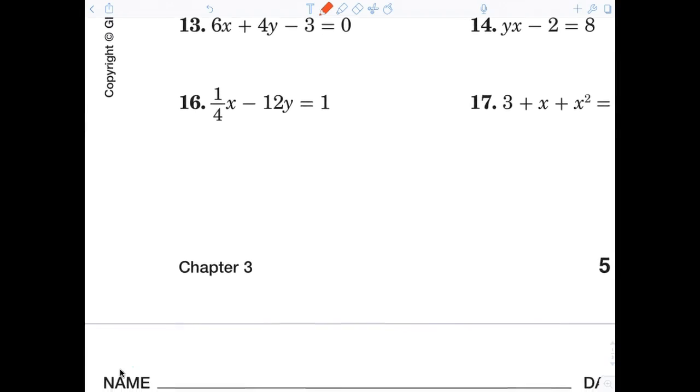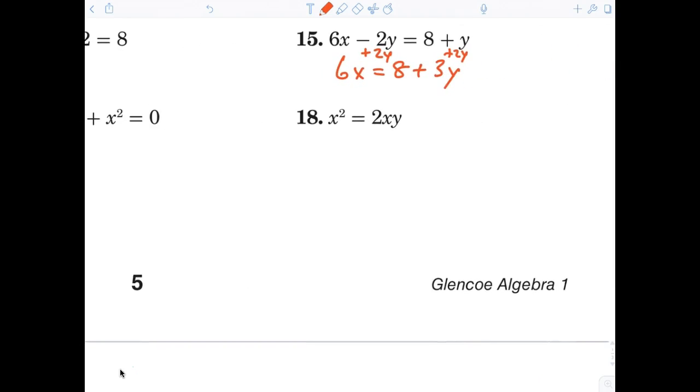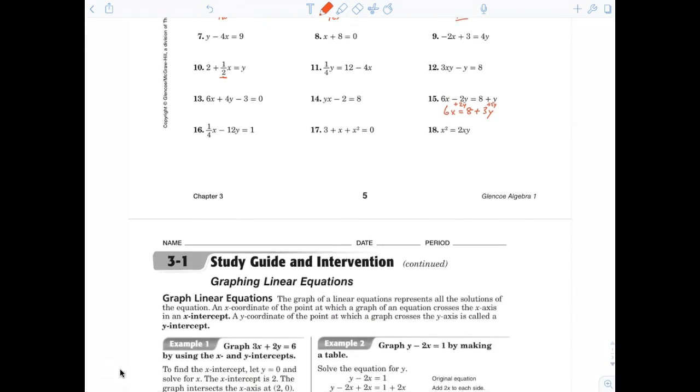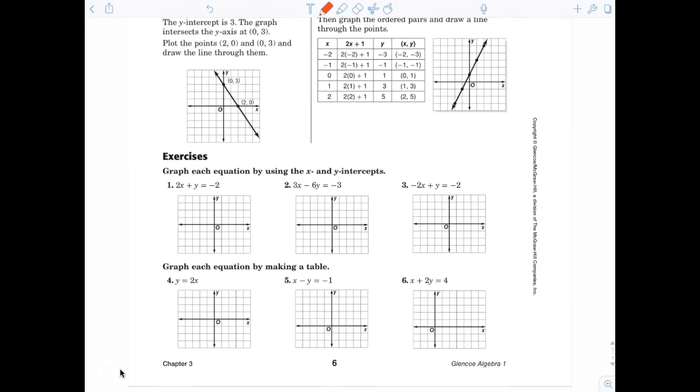Last couple. 16, yes. 17, no. 18, no. All right, guys, to me, that's simple. It's so simple. X, Y, or an X and a Y. As long as it's in that format, it's considered a linear equation. So now that you're able to identify those, now we're going into graphing.